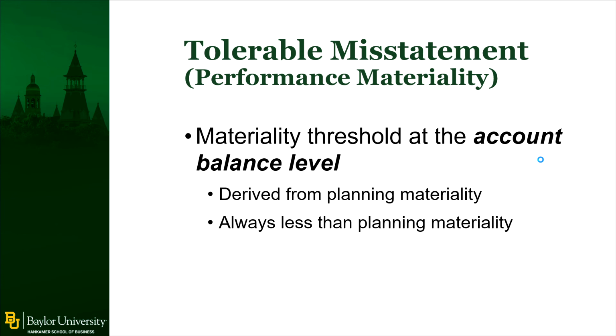So let's say our materiality threshold was $10,000. Then my tolerable misstatement could be 5,000 or 7,500, somewhere in there. Again, it's a judgment call, and the tolerable misstatement for different accounts might vary based on how risky or how complex those accounts are. We're going to spend more time talking about that when we are together in class.